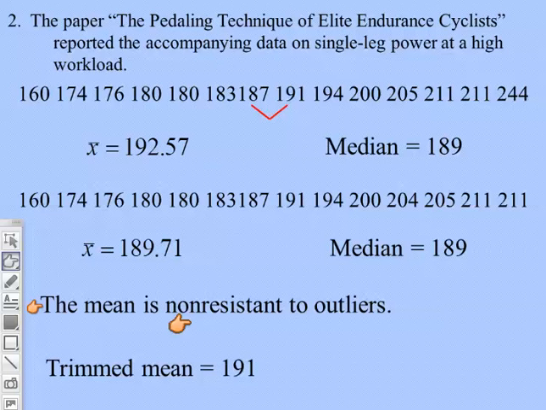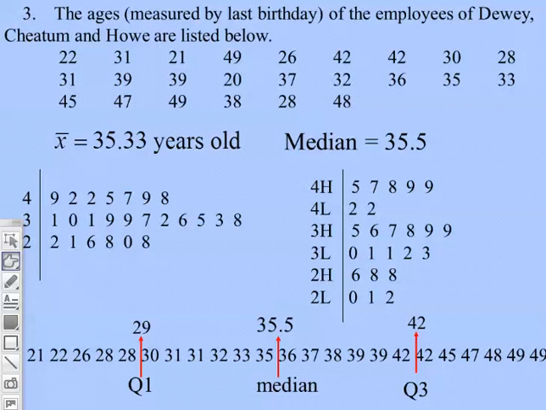Now, trimmed mean: if I look at the average of these two numbers, 192 and 189, the average of those two numbers is 191. So what I'm looking at when I'm talking about a trimmed mean is the average of the X bar and the X bar without the outlier, and that's what we get the trimmed mean as. So I'm giving you some numbers and some terminology that you're going to see when you're looking at the AP test.